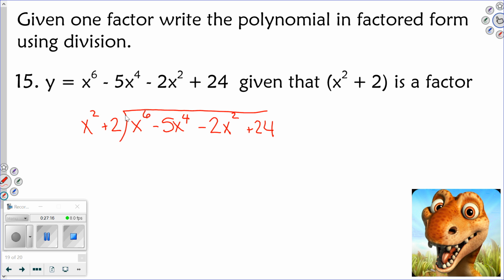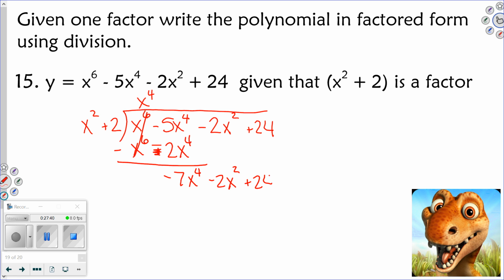All right, what do you multiply x squared to get x to the 6? X to the 4th. All right, we multiply, we get x to the 6 plus 2x to the 4th. Change your signs. So we get negative 7x to the 4th, and I'll bring everything else down.